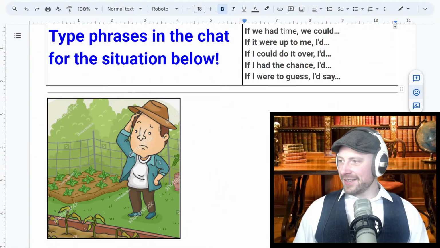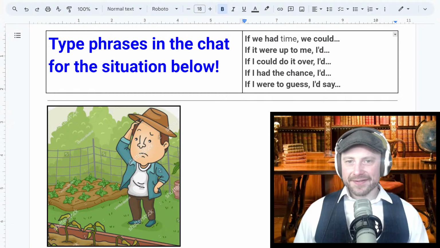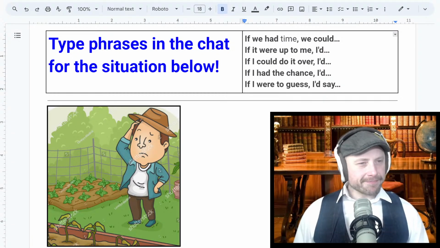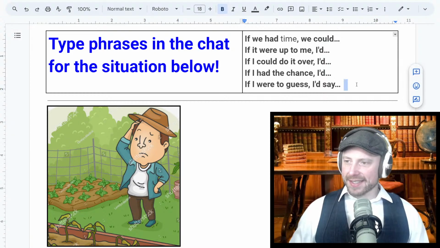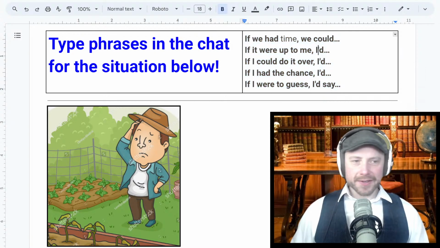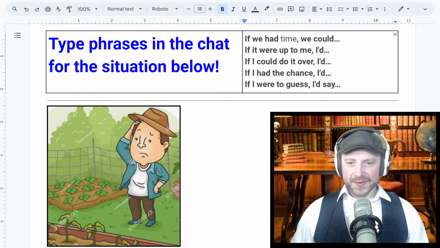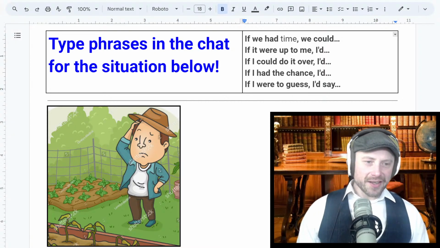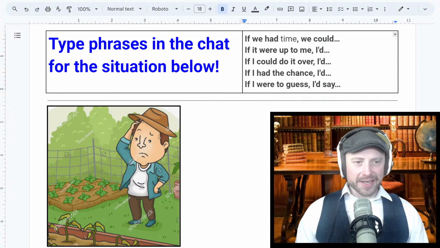All right, so look at that picture. And you can see the phrases in the top right. And I'll also paste those into the chat for you. So type your ideas into the chat. How can you say things about this picture using the target language for today?